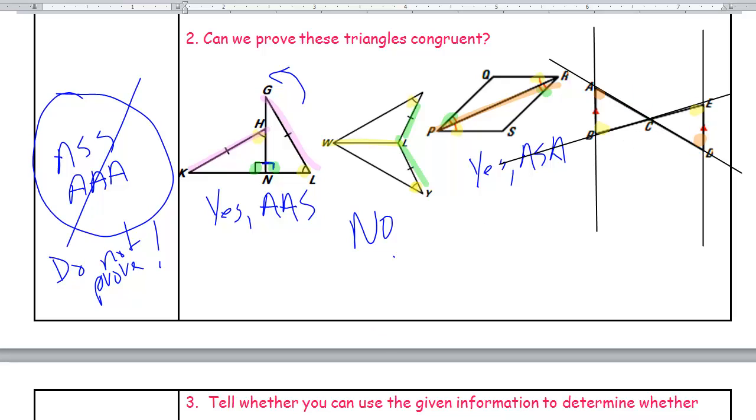And I do know, though, that these are vertical angles. So I know that these two are congruent. So what I can prove is that I have angle, angle, angle. And as I see back over here where I just made my little note, this is not a method for proving congruence. So might they be congruent? They certainly could be, but I'm not able to prove it with the information I'm given. So this is a no.